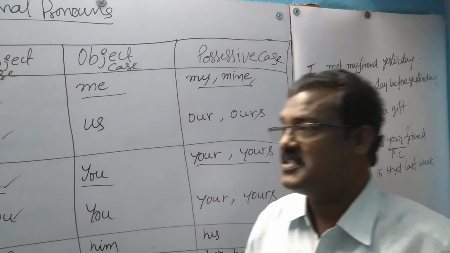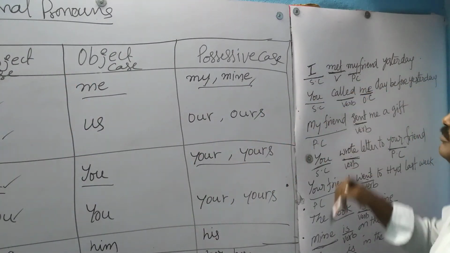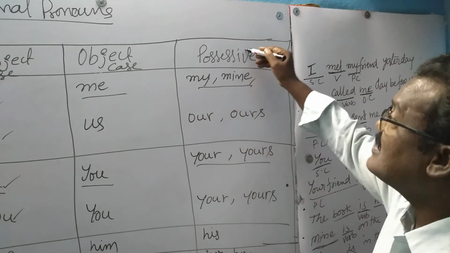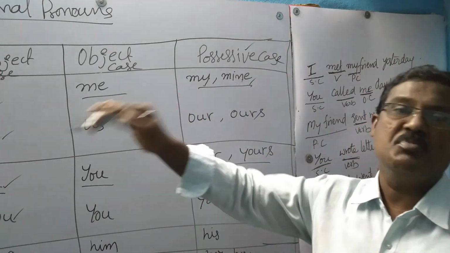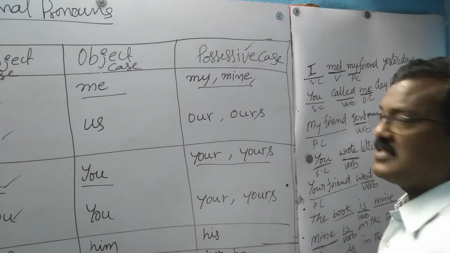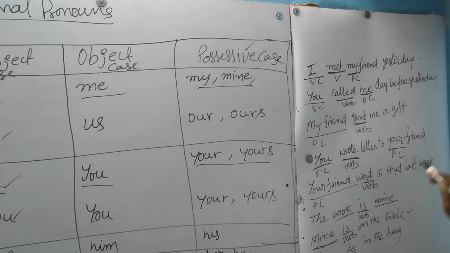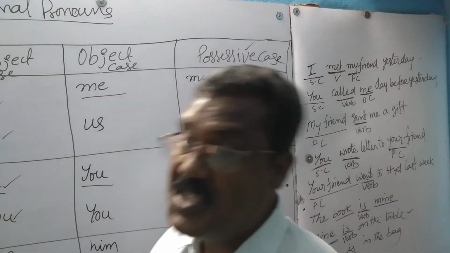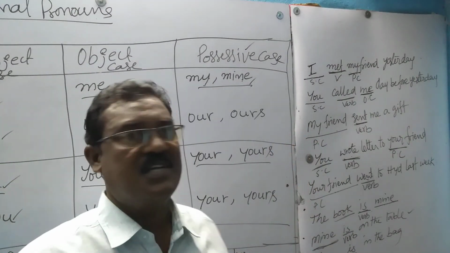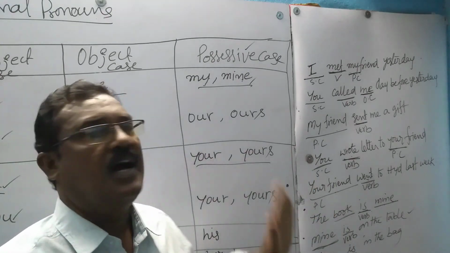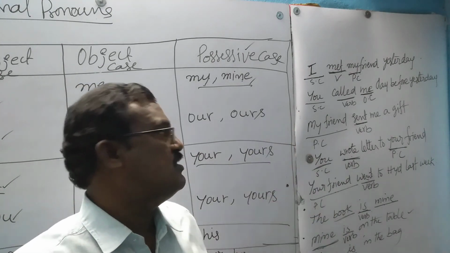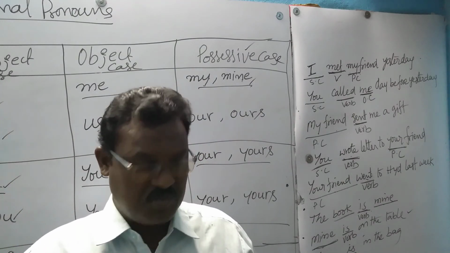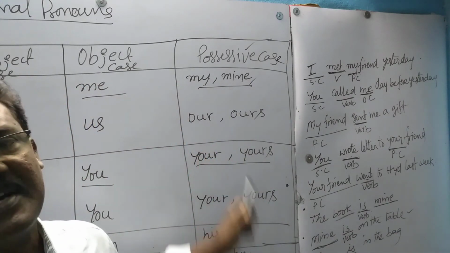So subject cases should be used before the verb, and object cases should be used after the verb. But possessive cases we can use before the verb and after the verb also. So these are the examples which express how to use different types of personal pronouns in our sentences. My dear students, I hope you understood all these sentences, particularly regarding personal pronouns, and go through it once again and try to understand it.